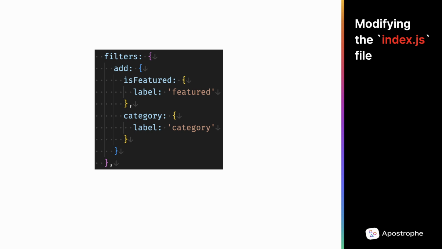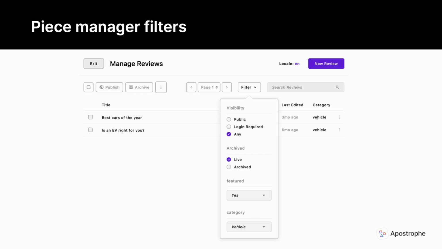This block of code introduces filters for the is featured and category fields, enabling the user to display or exclude featured pieces and reviews from particular categories, respectively. We will return to see how we can use the is featured filter in the section on creating review pages. Taking a look at the review piece manager, we can see that at the bottom of the filter dropdown, we now have selections for featured and category. Making a selection for either of these will change the pieces displayed in the manager.